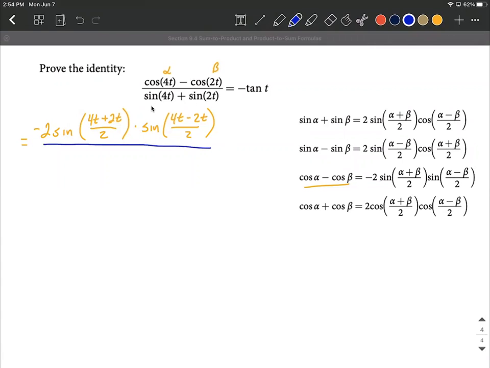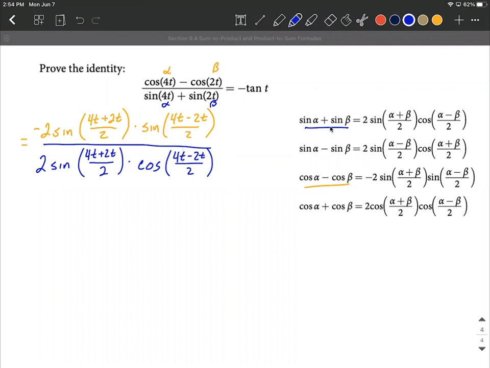Our denominator, I notice we have sine plus sine. That's pointing me towards this sum to product formula for sine, the top one over here. So in filling in there, 4t's again our alpha, 2t happens to be the same here, is going to be our beta. So that's going to be 2 times sine of alpha plus beta, so 4t plus 2t all over 2, multiplied by cosine of alpha minus beta, so 4t minus 2t all over 2. And we filled into the sum to product formula here for sine plus sine.